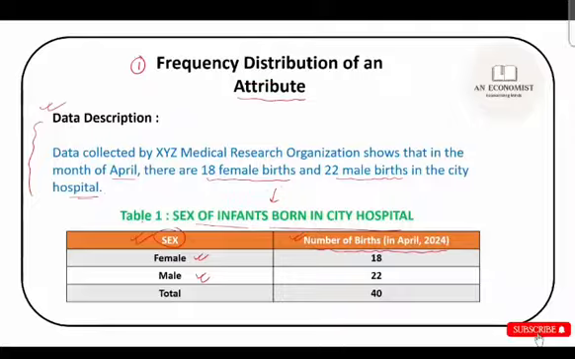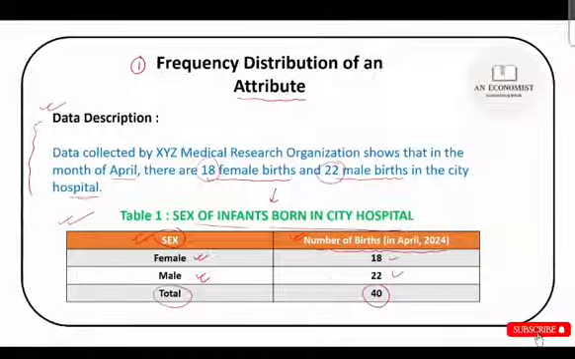As you know, 18 female births and 22 male births, so you can put these numbers here. And on the bottom row, you count the total and write it. This is the way in which a frequency table is written. On the left hand side, you write the variable under concern and its types, and on the right hand side, you write the corresponding frequency.